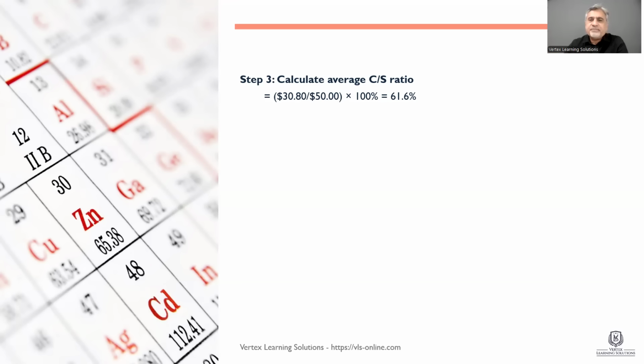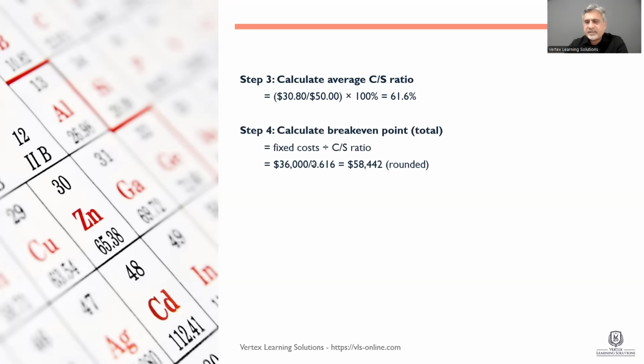Fixed costs are the same, $36,000, I think. Yeah, $36,000 divided by 0.616, which is 61.6. It's the same thing. So you got your break-even point, break-even revenue actually. Let me just correct it. This is not break-even point.